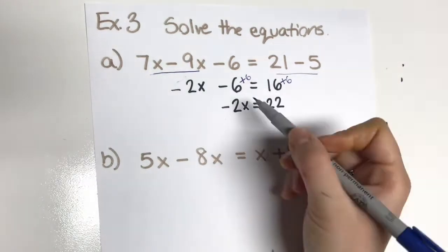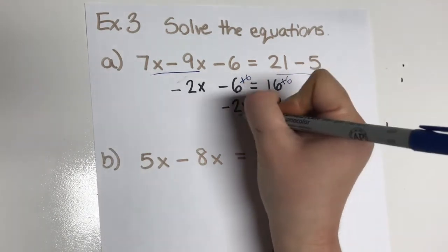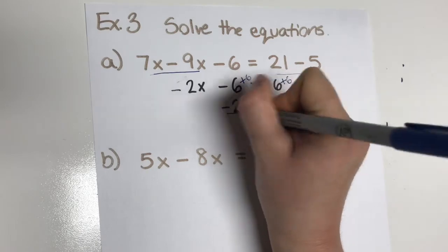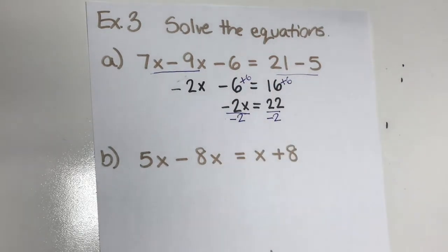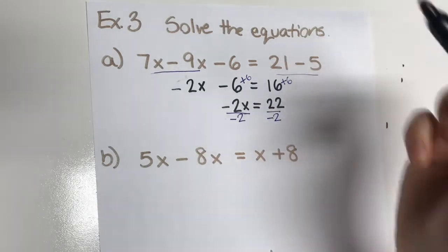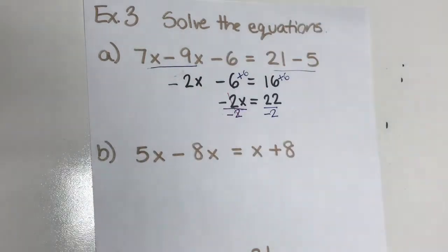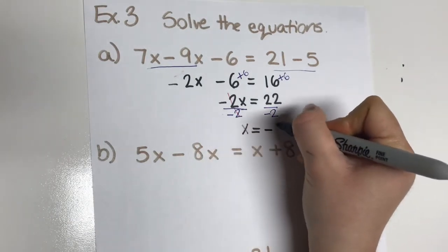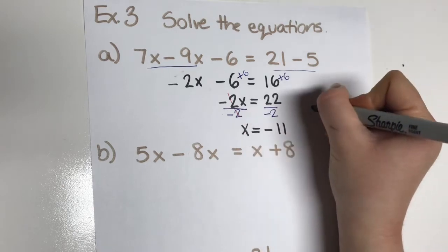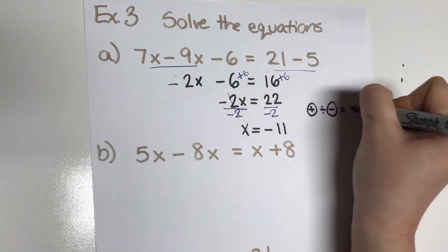Now to get rid of the negative 2 that's multiplying the x, the opposite of multiplying is divide. So I'm going to divide both sides by negative 2. Negative 2 divided by negative 2 cancels out. And I'm left with x equals negative 11, because positive divided by negative is negative.